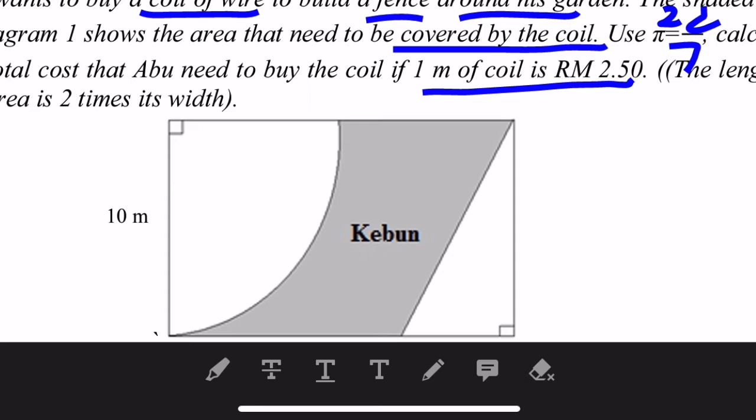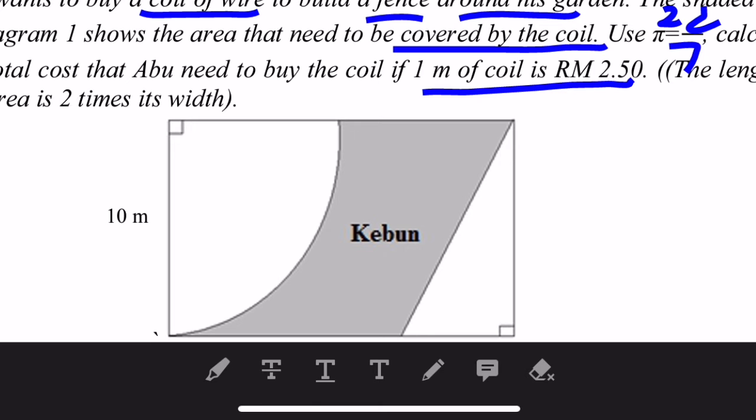Important information is something to do with the length of the coil of wire, right? So you have to try to list down all the important keywords before you can solve it. So that's called understanding of the question. So now let's try to solve it together.